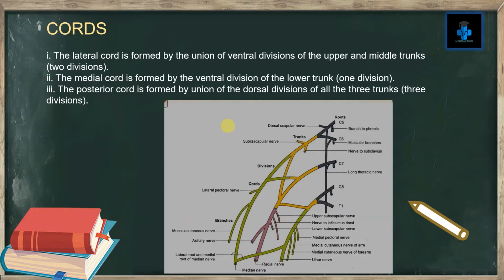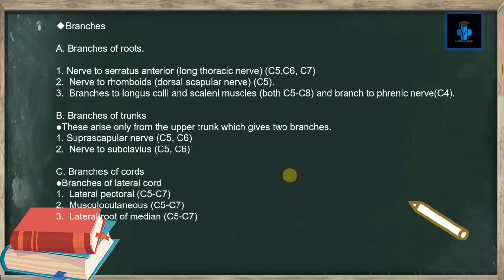Chords. The lateral chord is formed by the union of the ventral divisions of the upper and middle trunks, two divisions. The medial chord is formed by the ventral division of the lower trunk, with one division. The posterior chord is formed by the union of the dorsal divisions of all three trunks, that is, three divisions. Branches.